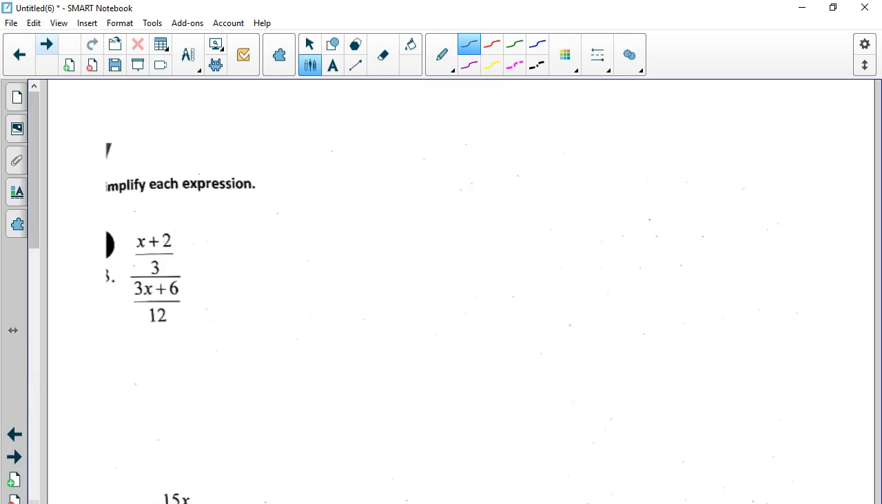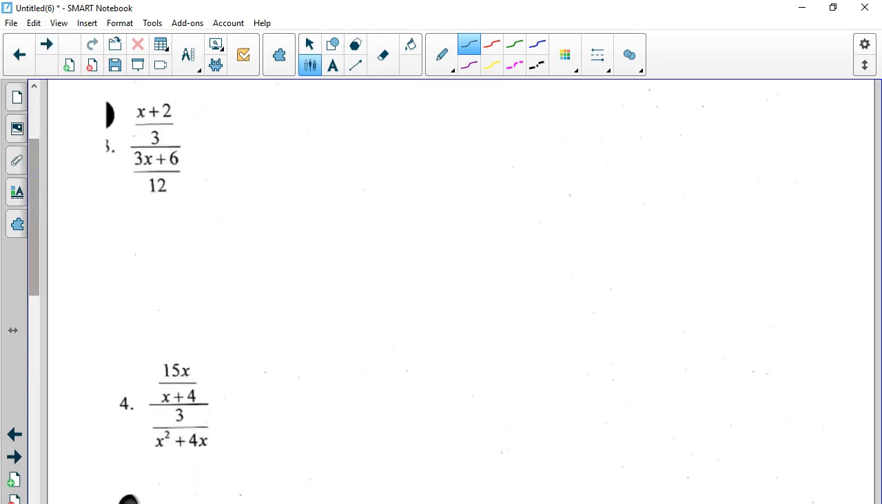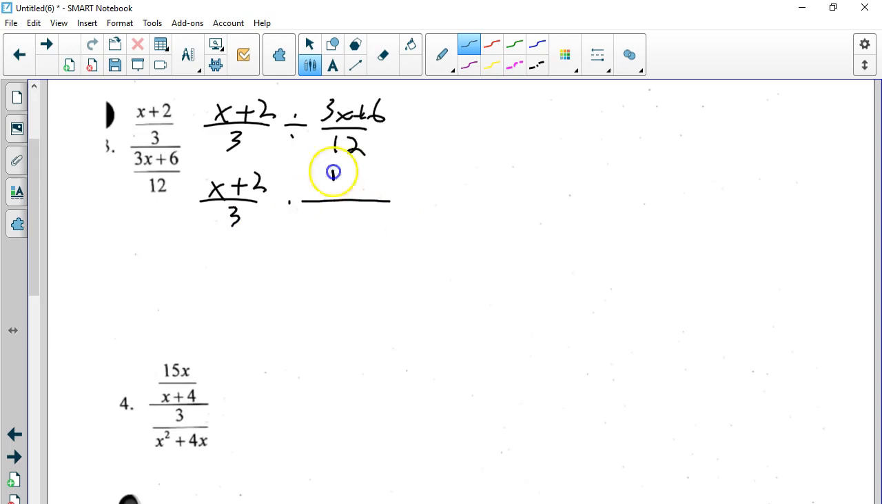Okay, moving on. So here we have x plus 2 over 3 divided by 3x plus 6 over 12. So I'm going to change it to multiplication. x plus 2 over 3 times, the 12 is going to come on top. I'm just going to factor the 3 out right now, x plus 2.